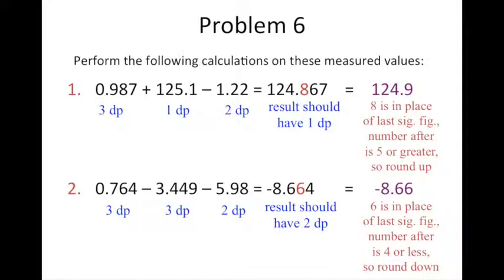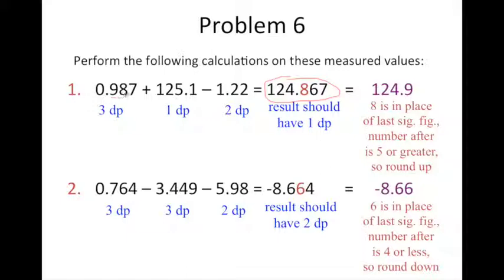Okay, so here we're adding and subtracting, so we want to look at the decimal places, not the total sig figs. Okay, so when we add all these and subtract them, we should get 124.867. Now that's not our final answer. We have to round it.